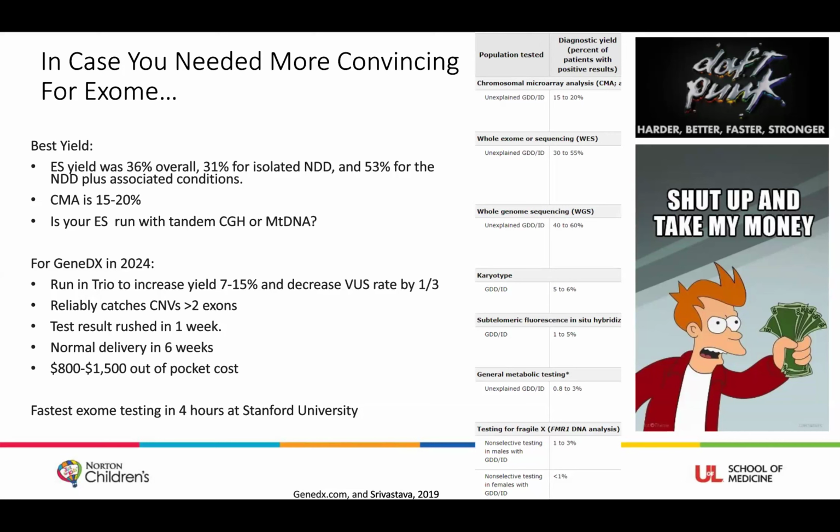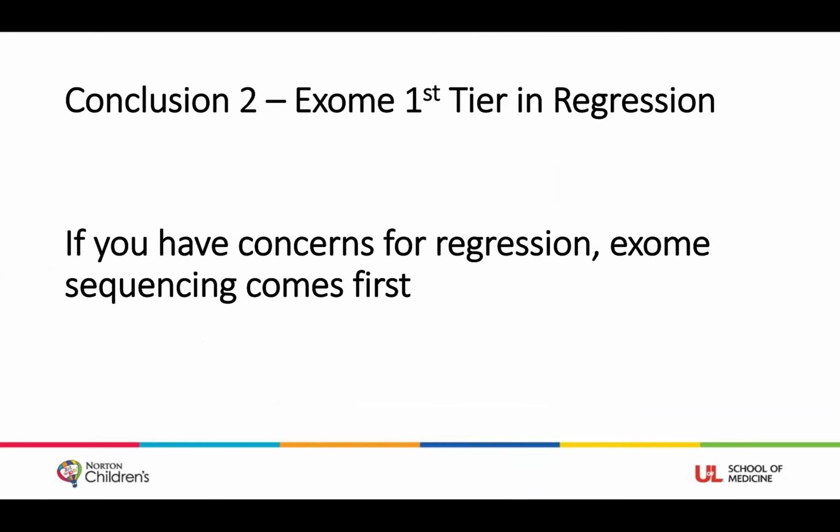But you might not like going through the results and consenting for what's going on and learning about a lot of these things, but it's very powerful. Fastest exome is 4 hours long. So shut up and take my money on this bad boy. So conclusion 2 is that exome is the first line for regression.